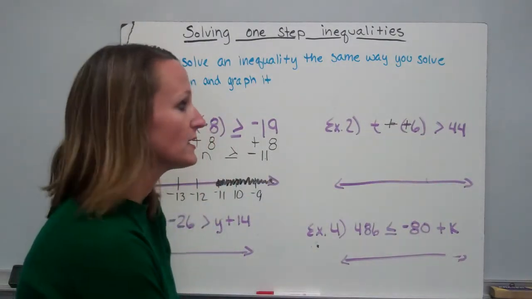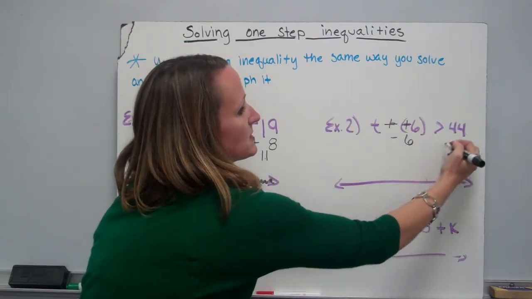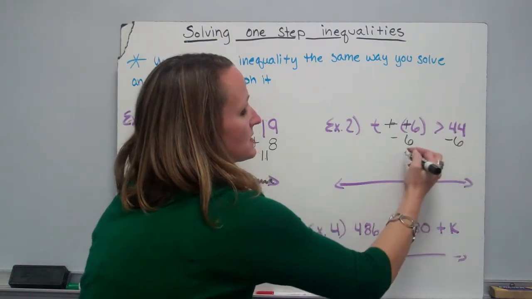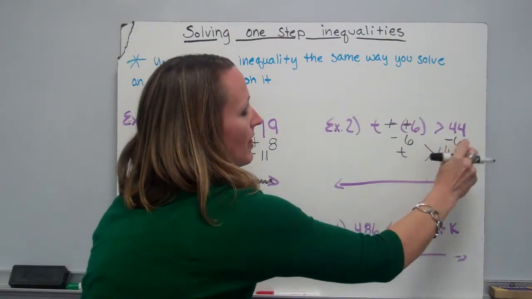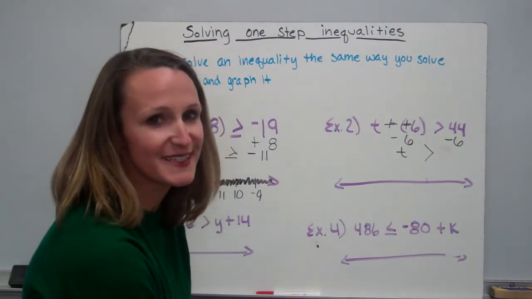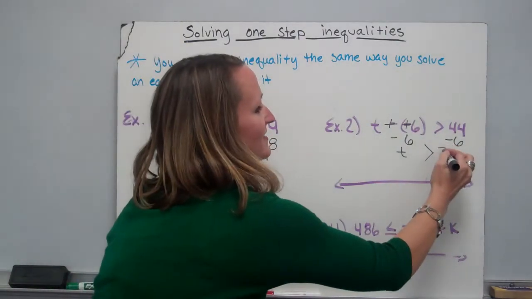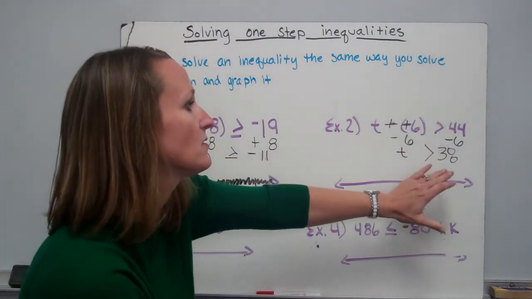So now I'm ready to solve this. I just have t plus 6, so we're going to subtract 6 on this side, subtract 6 on this side. I'm going to have t is greater than 44. Not 44, I forgot to subtract. 44 minus 6 gives us 38. So I have t is greater than 38.